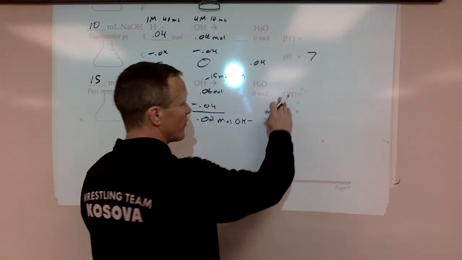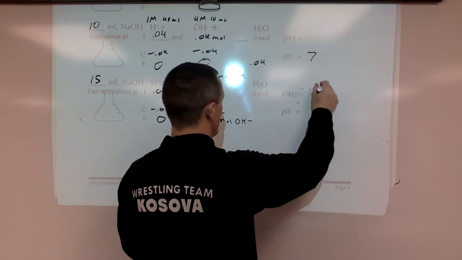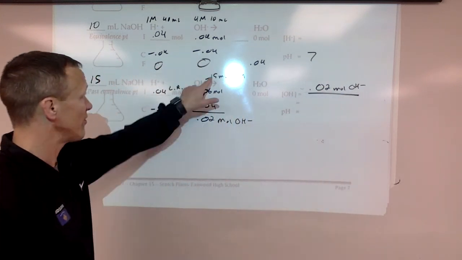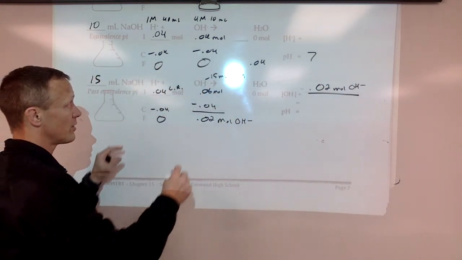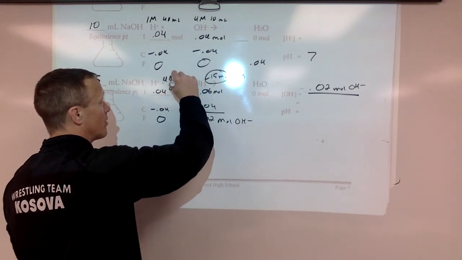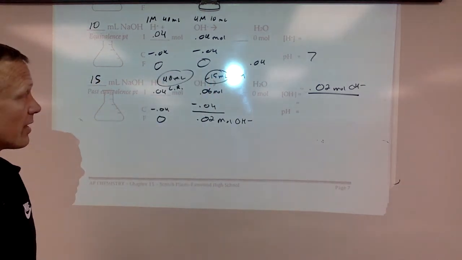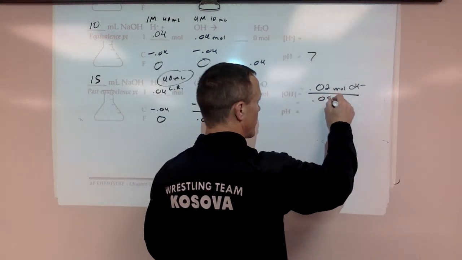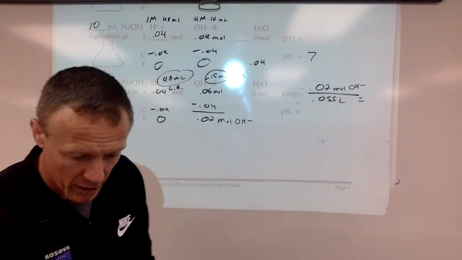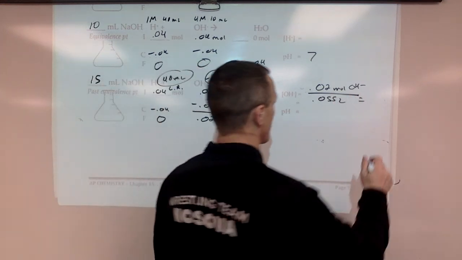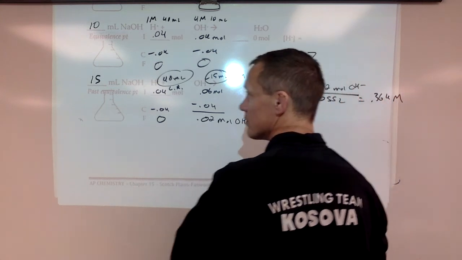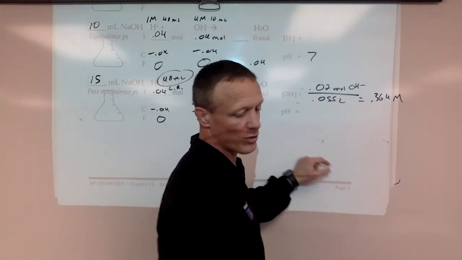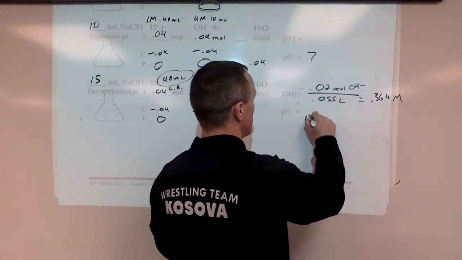So if we want to get our concentration of OH negative over here, concentration of OH negative would be 0.02 moles out of our liters, which would have been 15 milliliters plus 40 milliliters. So 15 milliliters here, 40 milliliters of that, which is sitting in that flask the whole time, which would be 55 milliliters, or 0.055 liters, which is 0.364 molar. Give me one second. Negative log that, take 14 minus that, and your pH is about 13.6.